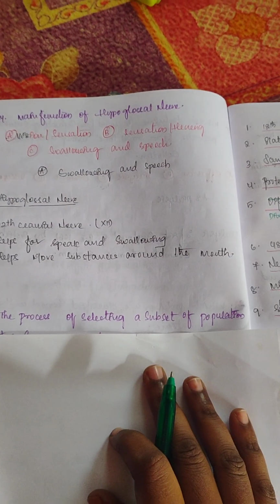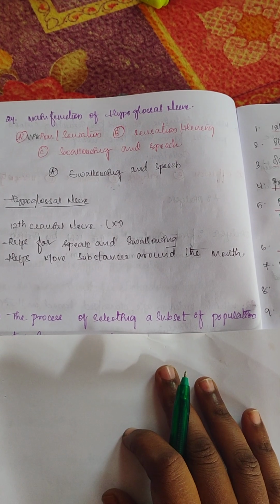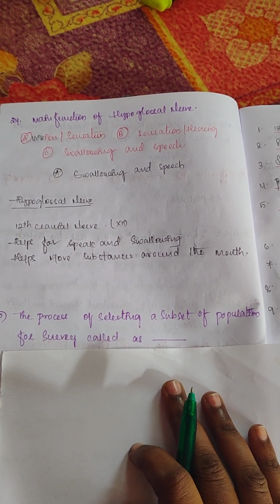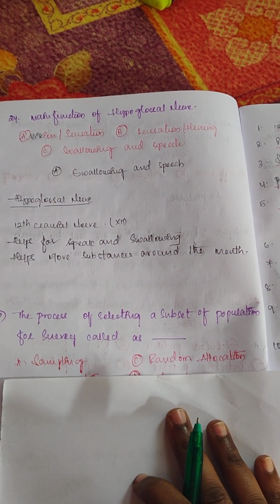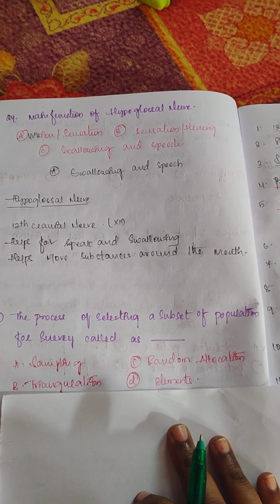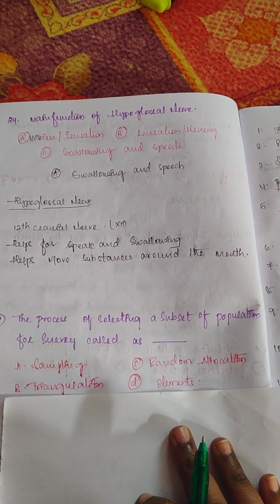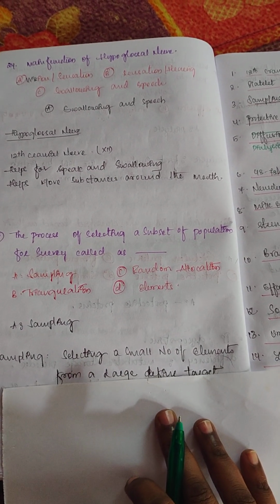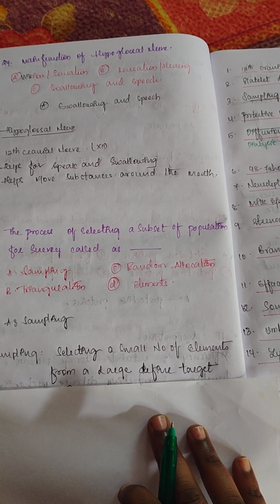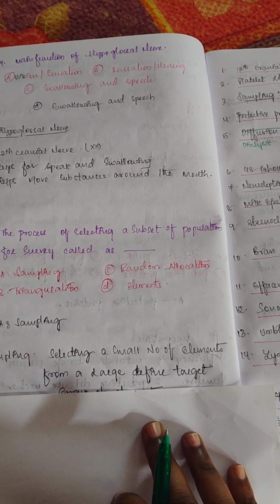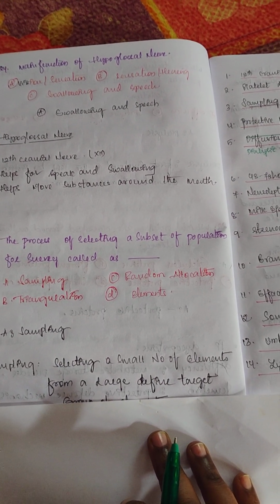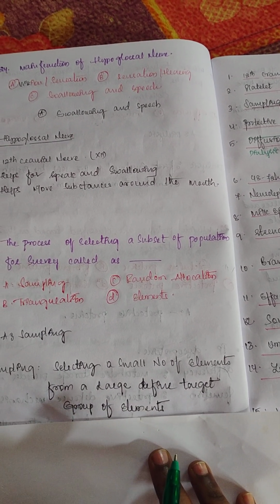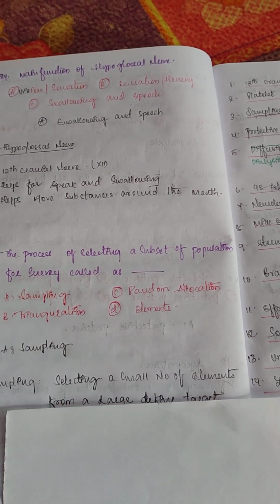Then the process of selecting a subset of population for a survey is called: sampling, random allocation, triangulation, elements. The answer is sampling. Sampling is nothing but the process of selecting a small number of elements or population from a large population or group of elements.